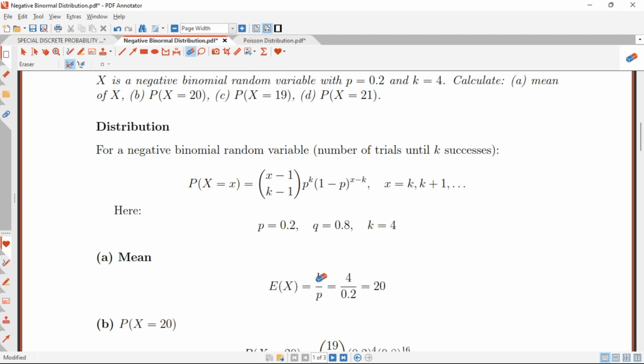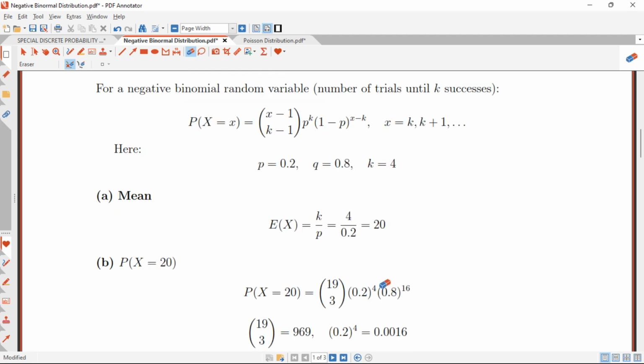So the first question asks for the expectation of X. The expectation of X is equal to k divided by p, of which you are going to get 4 divided by 0.2, which is equal to 20 as our expectation. Okay, and then our PMF will be (x minus 1 choose k minus 1), p raised to the power k, (1 minus p) raised to the power x minus k.